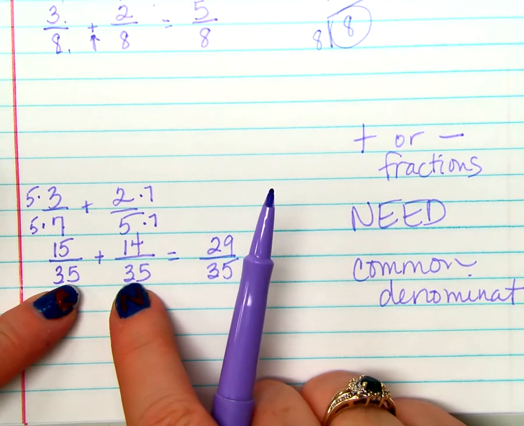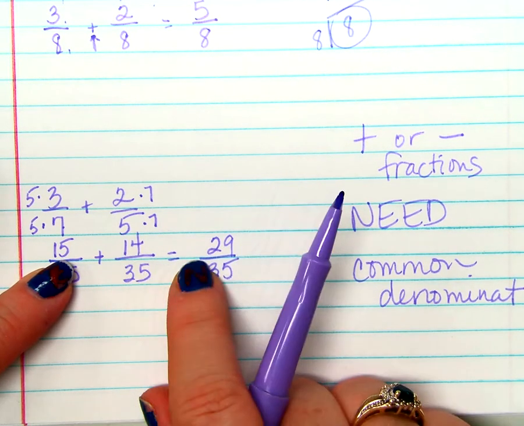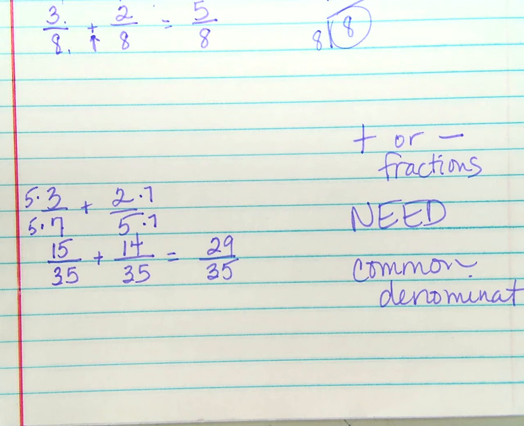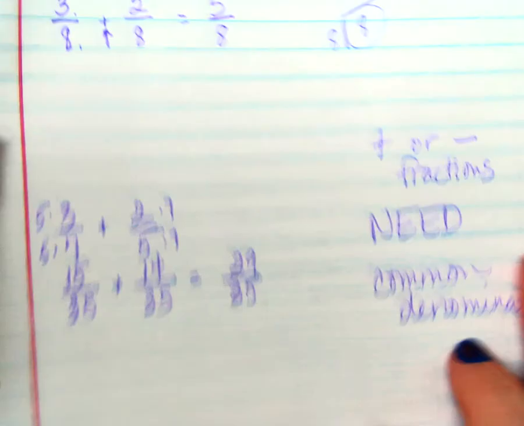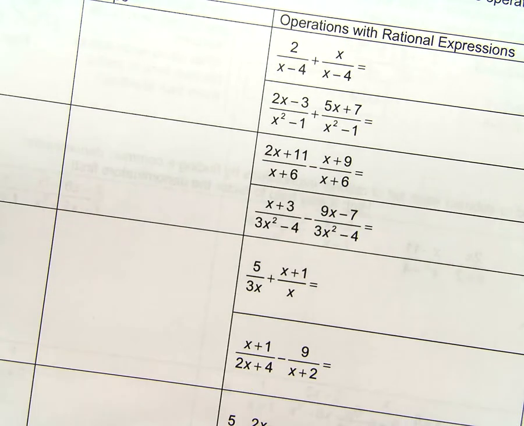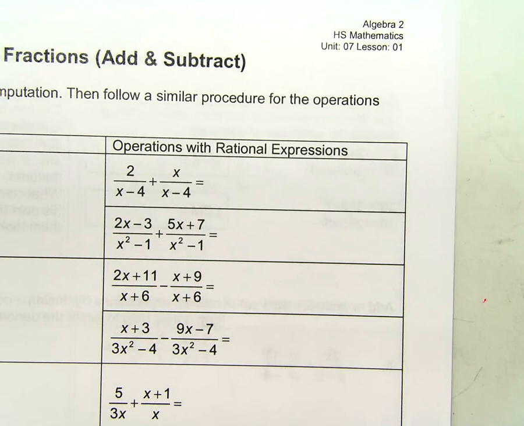Once I had a common denominator, what do I do with the numerators? Add them. In this case, add, right? So does it change when I have letters and stuff?